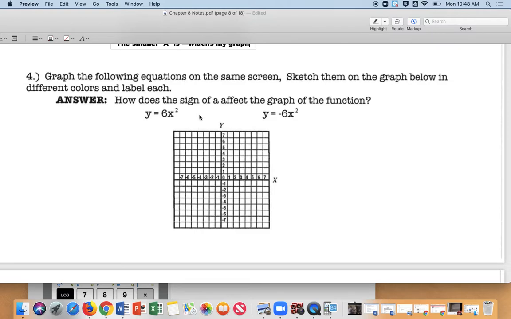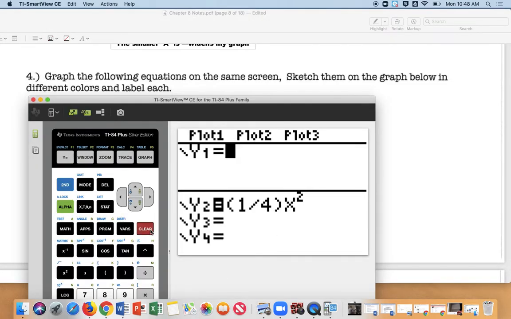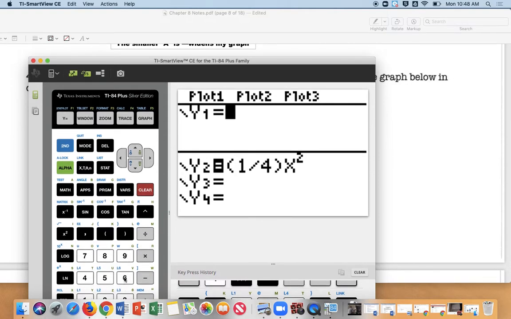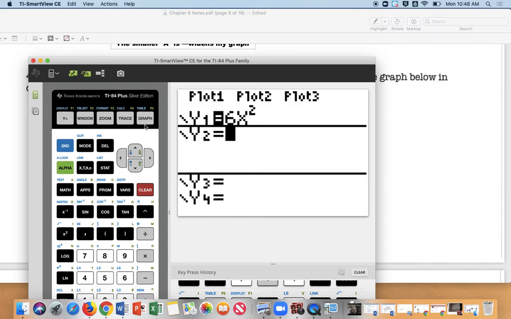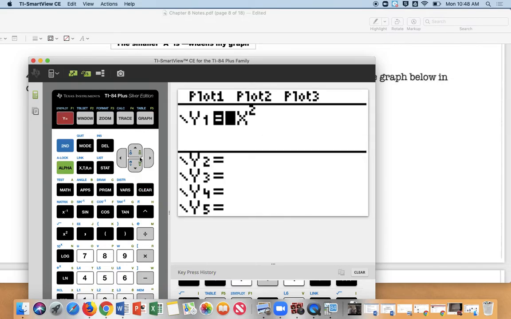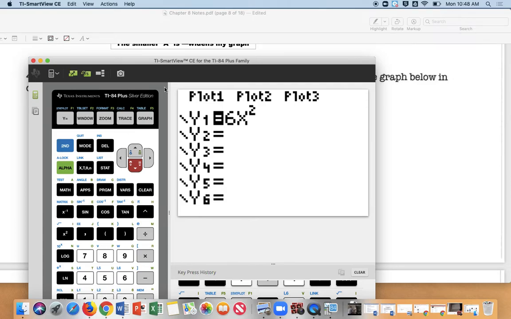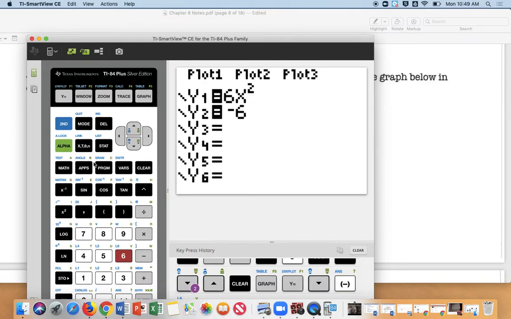What happens in this one? We have y equals 6x squared. Let me get rid of this one for you. Notice that's right there. Now, what happens if I do negative 6x squared? I'm going to put these on the same screen so you can see it.